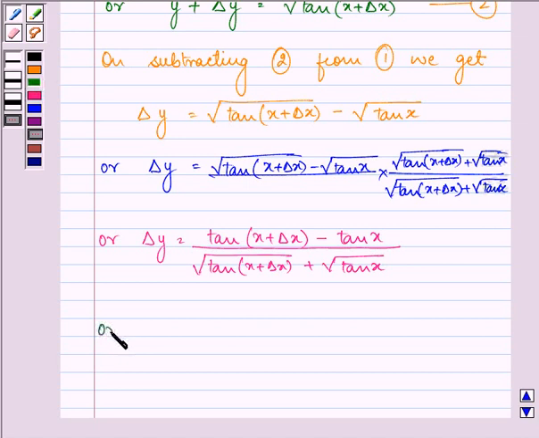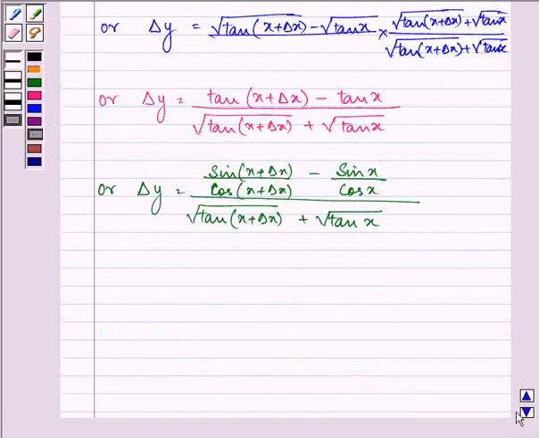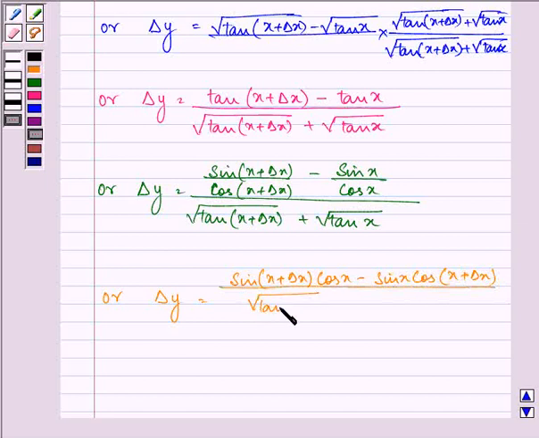Now further, we can write it as sin x plus change in x upon cos x plus change in x, right? Minus, similarly tan x can be written as sin x upon cos x. And the denominator remains the same. Here we are not changing tan into sin and cos. Now further, on taking the LCM, we have sin x plus change in x into cos x minus sin x cos x plus change in x upon under root tan x plus change in x plus under root tan x.